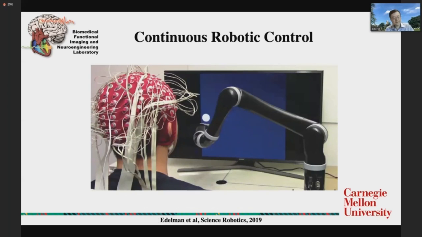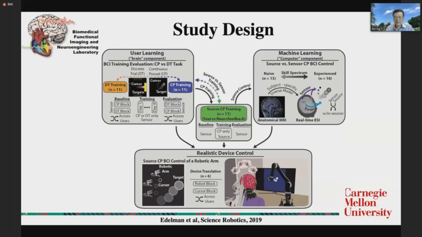Moving forward, recently we have furthered our experimentation to accomplish a new goal. The previous robotic arm control was essentially center-out: you have a starting point and you go to an end point, from one point to somewhere else. There was no continuous control of a robotic device as shown in the previous work.